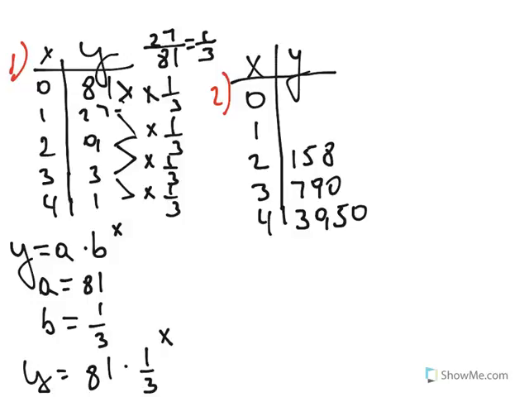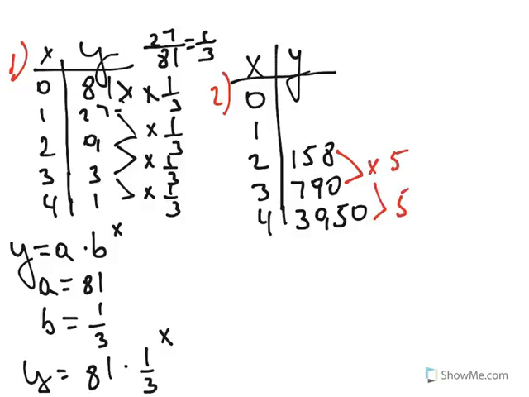To find that, as I said, you take the second value and divide by the first value. You can use a graphing calculator in this case. So in the graphing calculator, you plug in 790 divided by 158, and we get 5. So 158 times 5 gives you 790. So times 5, times 5.